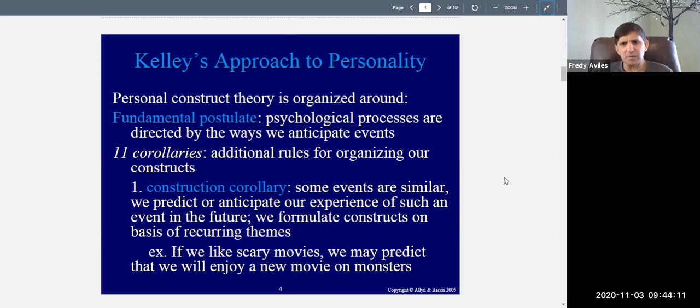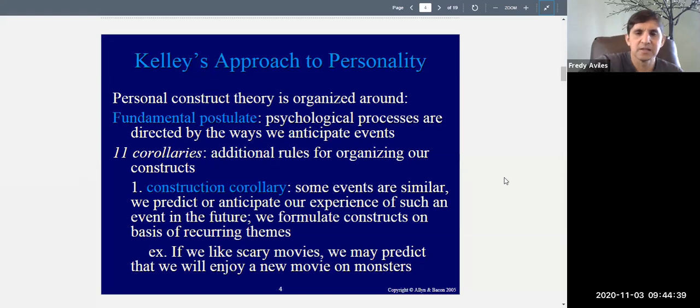So some events are similar, okay? And we come up with predictions based on these similarities. Okay, that's what that says. So for example, if we like scary movies, we might predict that we will enjoy a new movie that's about monsters. That's the construction corollary, right? Things that are similar, we will develop similar constructs for, okay?